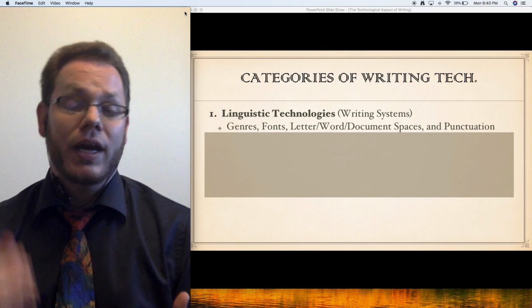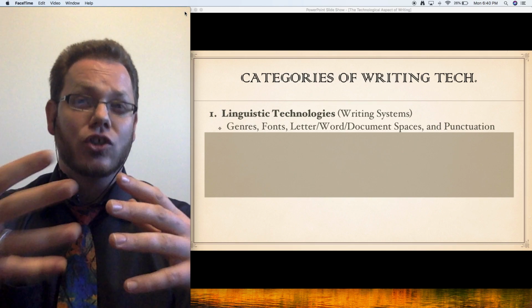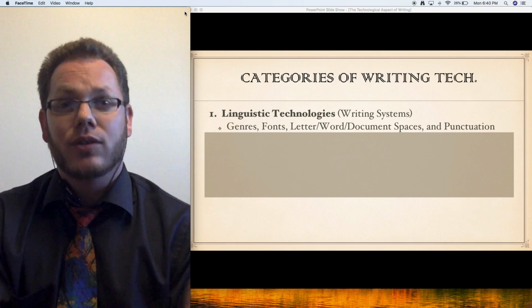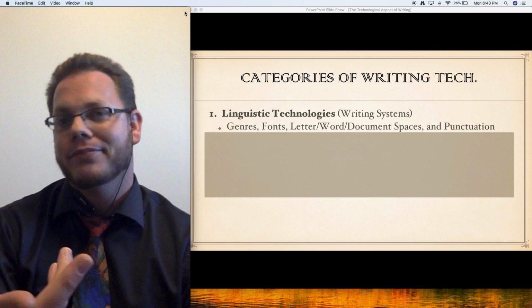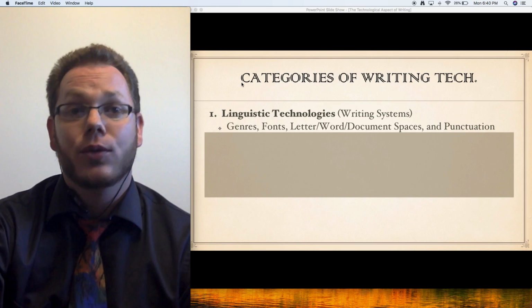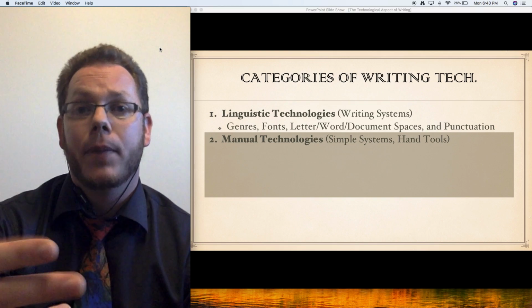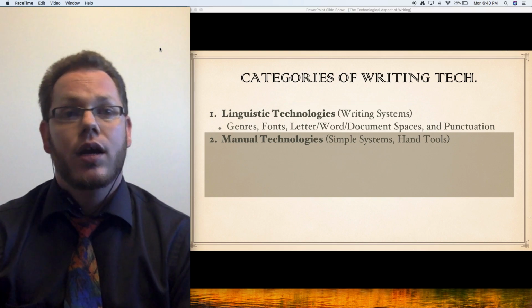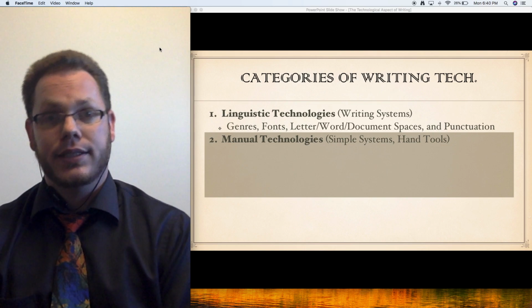And so IMRD format is a genre, it's a technology he designed. He designed a structure to writing that would allow scientists to accomplish their rhetorical purpose better, faster, stronger. Wait, that's different. You get the idea. So linguistic technology is usually connected to writing systems, sometimes connected to some of those other components of writing that go beyond the verbal, or go beyond the language itself, but are text-based.